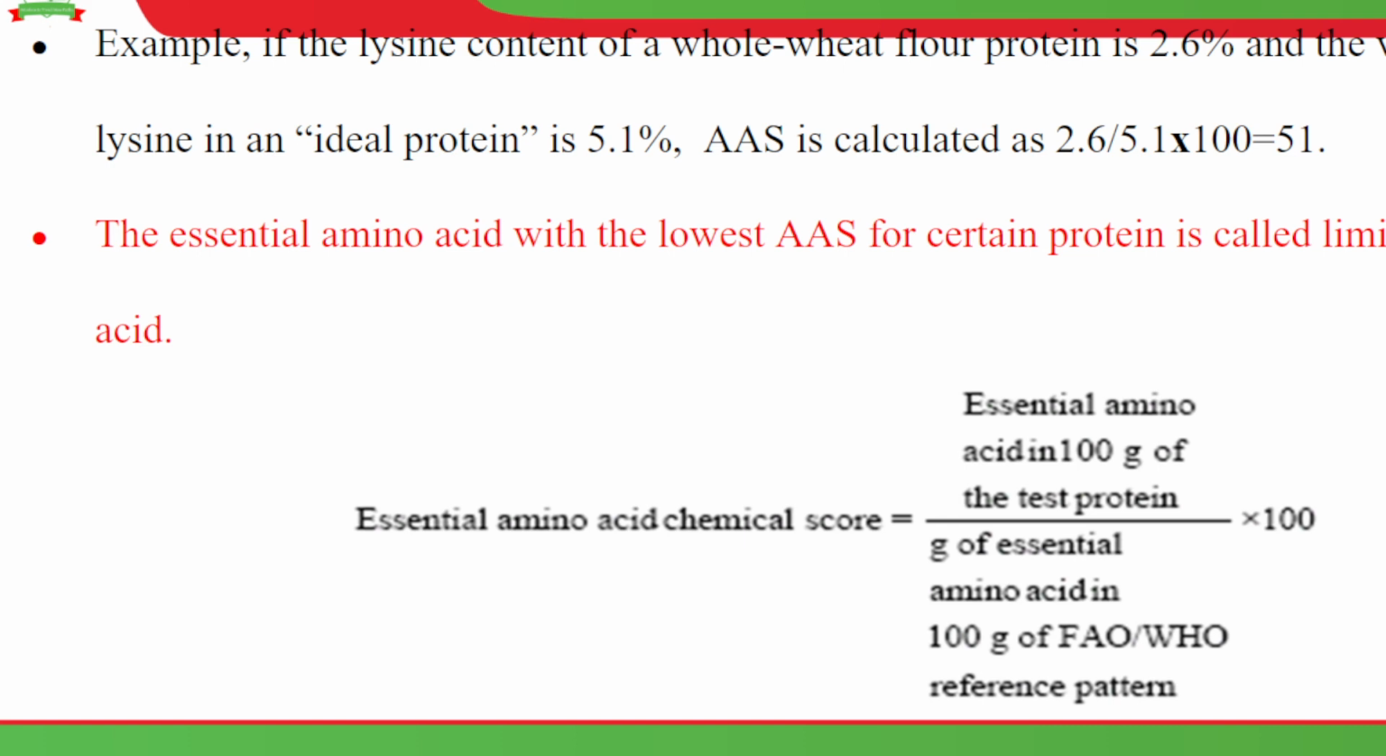So the essential amino acid with the lowest amino acid score for a certain protein is what we call the limiting amino acid, meaning it's the one that limits everything. In the beans, you have all the amino acids with a high score, and they're all available. But all of a sudden, lysine with 2.6 becomes a limiting amino acid, meaning it has made the food not become a complete protein.